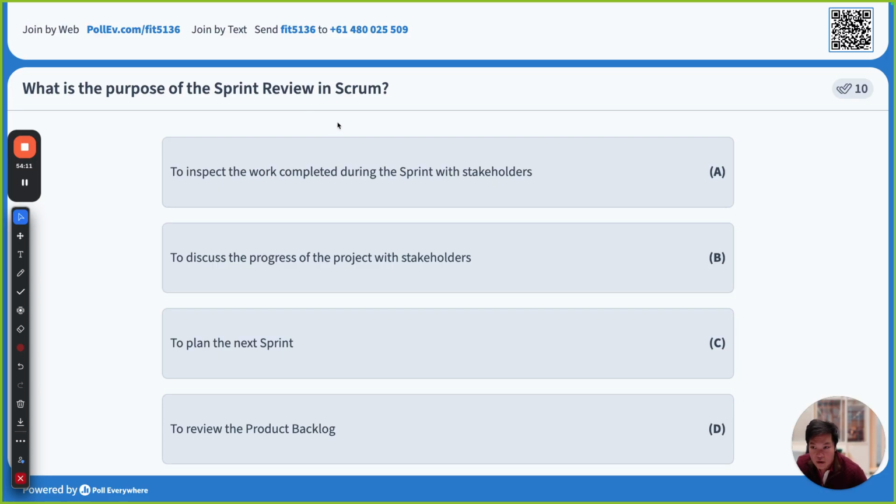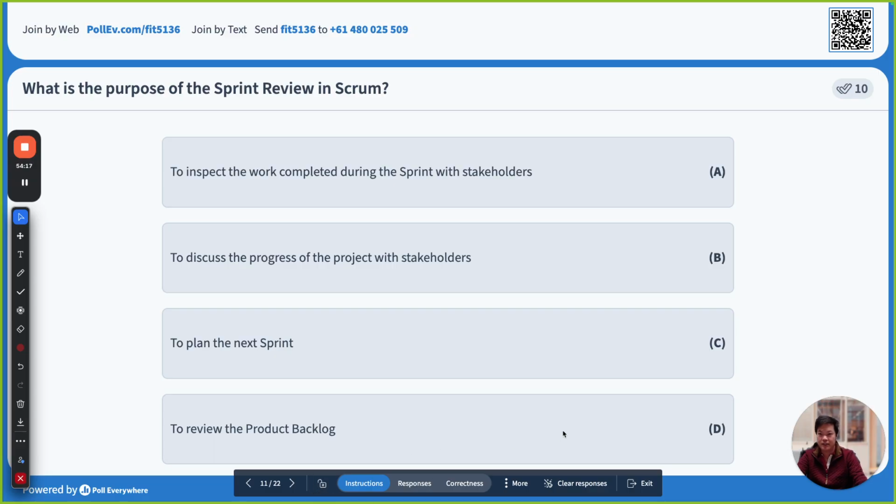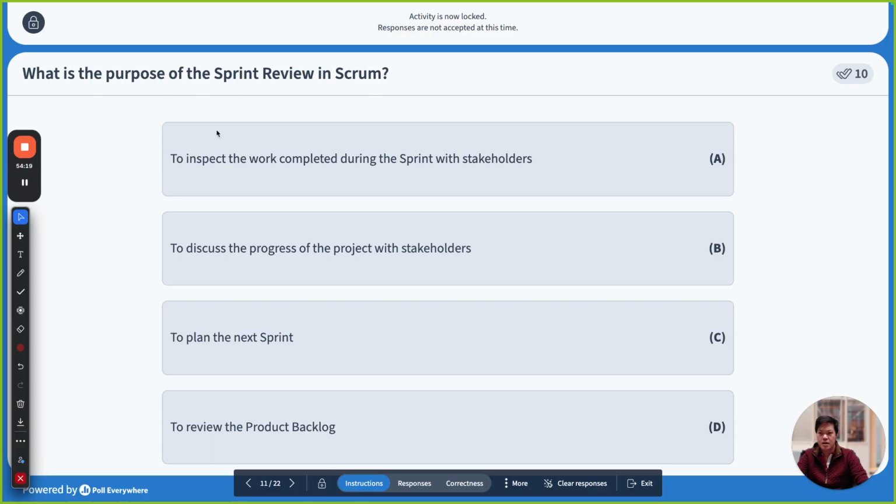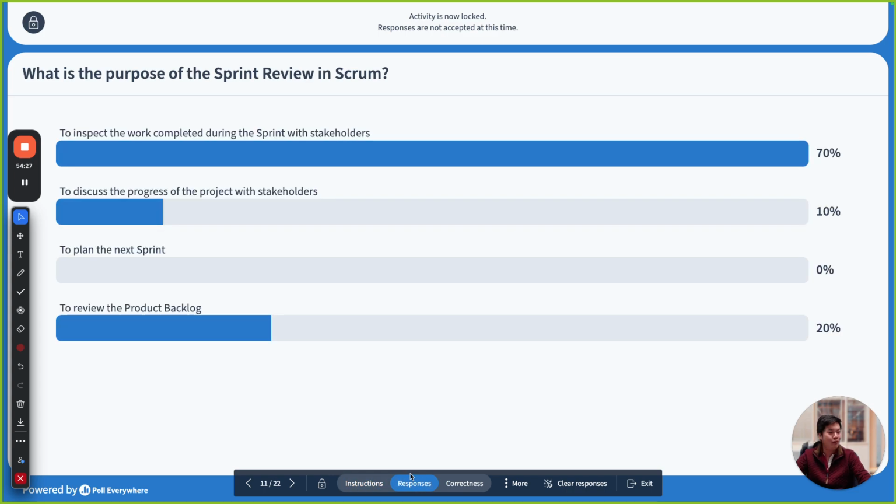Okay, so the main purpose of the sprint review in Scrum is to, what is that? Let's log the result, okay? To inspect the work completed during the sprint with the stakeholder. Okay, so let's see if it is A or not. All right, beautiful. Okay, very good.